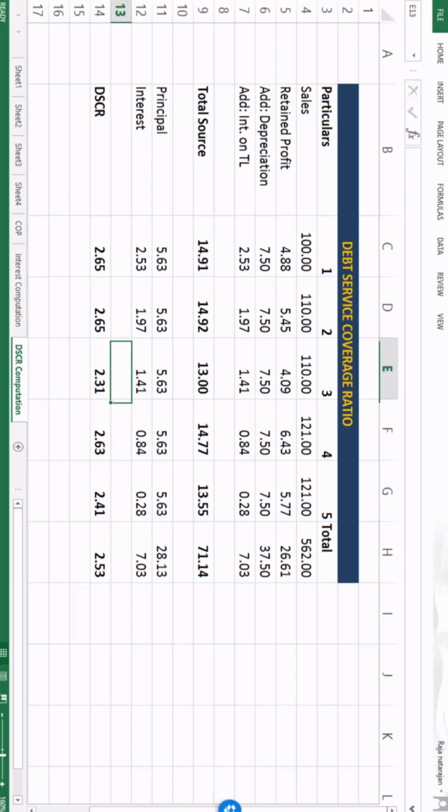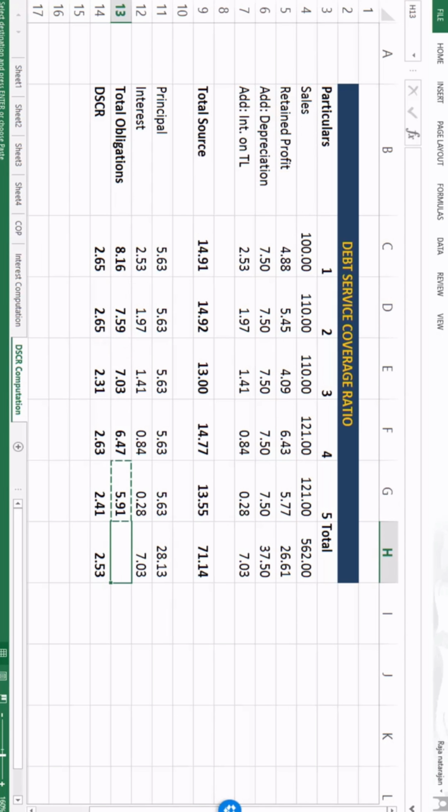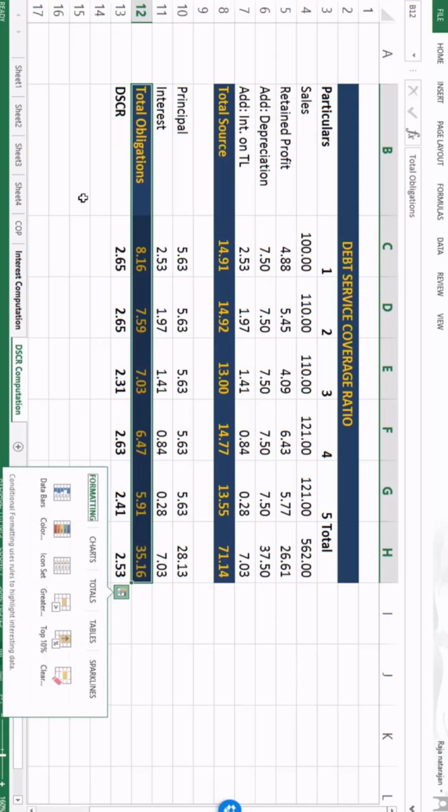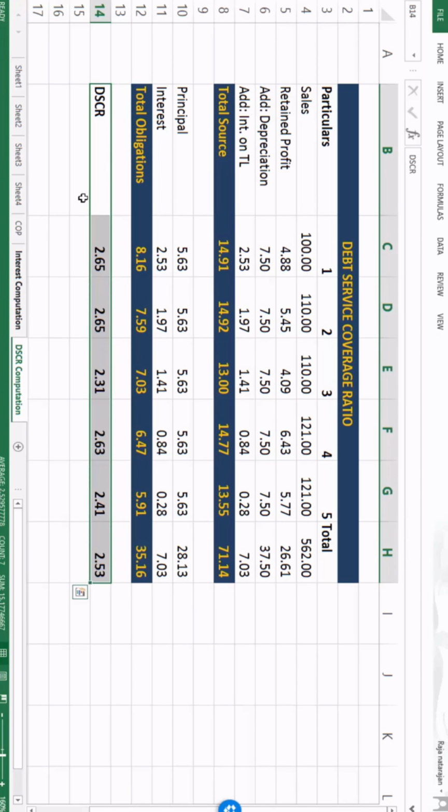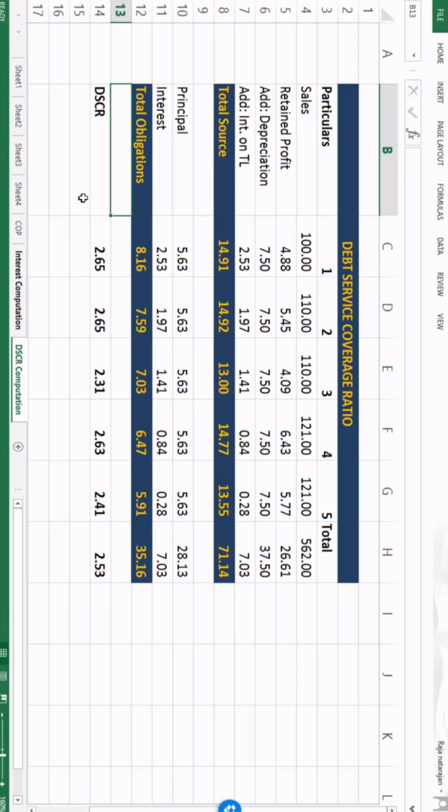So if I total this, I can say it is going to be the total obligations. Total obligations is going to be this 5.63 plus 2.53. That's going to be 8.16, 7.59, 7.03, 6.47, 5.91, and the overall total obligation is 35.16. So I'm highlighting the total source and total obligations. If I calculate a DSCR now by creating a relationship between these two, we are going to call that gross DSCR.